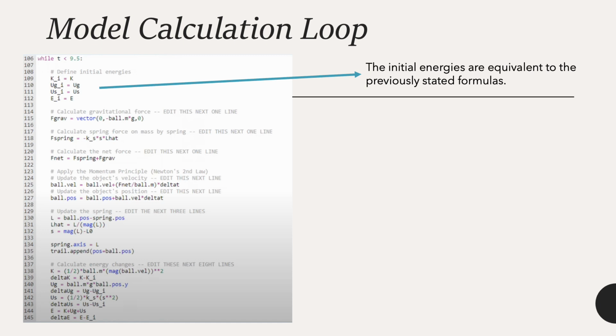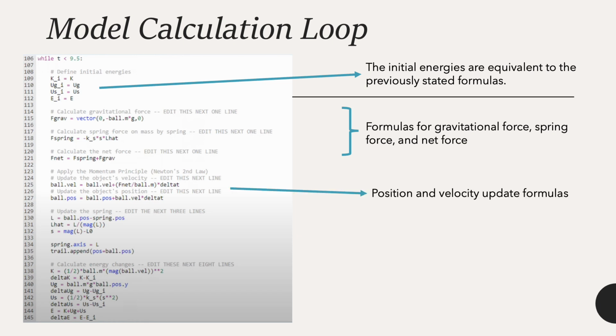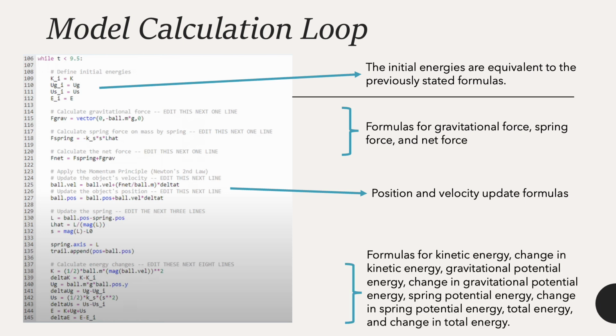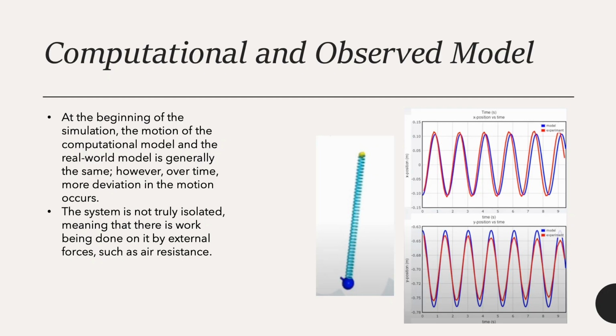These initial energies are equivalent to the previously stated formulas. These are the formulas for the gravitational force, the spring force, and the net force, which is the sum of the gravitational force and spring force. These are the position and velocity update formulas previously derived. And these are the formulas for kinetic energy, gravitational potential energy, spring potential energy, and total energy, as well as the change in all of these individual energies.